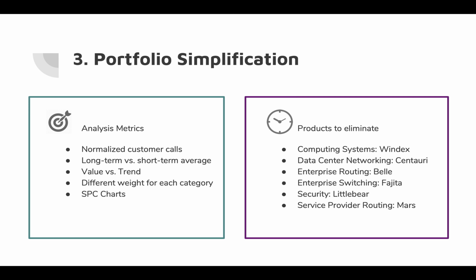In addition to average level of customer calls, we also studied the changing trend of these values. For example, one product may have a relatively low level of hardware issues, but if the number keeps increasing, it can be a good indicator that its hardware quality is getting worse and worse in recent releases.